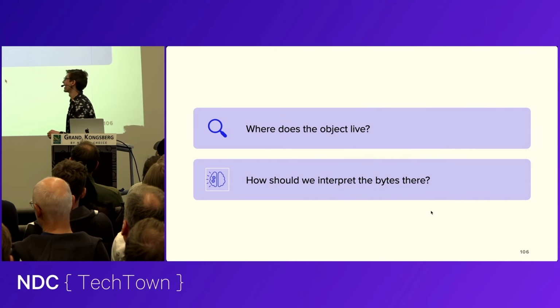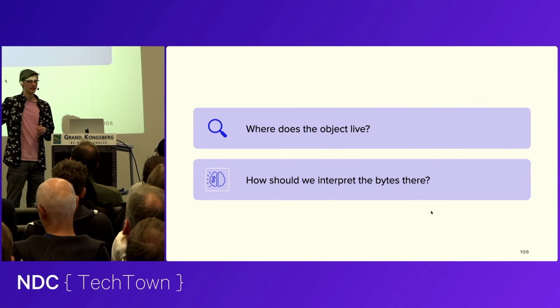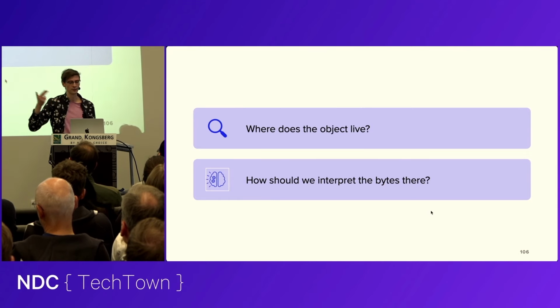So we want to answer 2 questions. Where does the object live? And how should we visualize it? How should we interpret the bytes there?